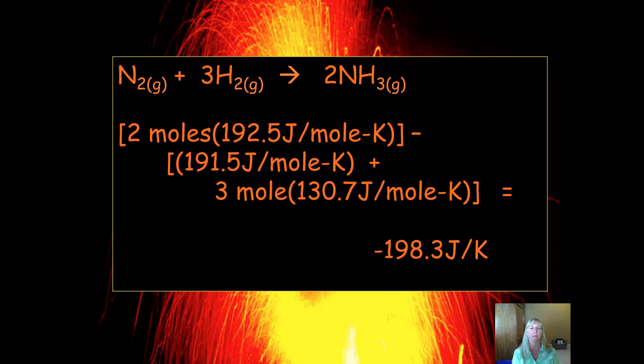Here is a sample problem. When I take 2 moles, remember it's products, so I have to go 2 moles of ammonia times its entropy, joules per mole Kelvin. There's no other products, so I subtract the sum of the 2 reactants, 1 mole of nitrogen and 3 of hydrogen. That's why we multiplied here. Those values all came from a table to give you your final answer. I would not write joules/Kelvin. I would write negative 198.3 joules/mole Kelvin. That's typically how we do it.